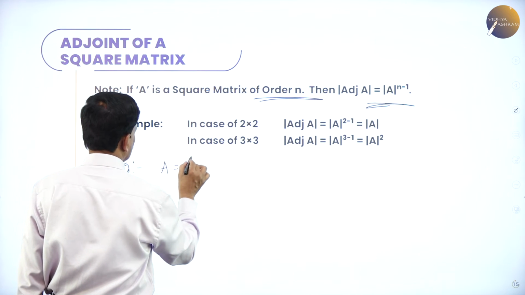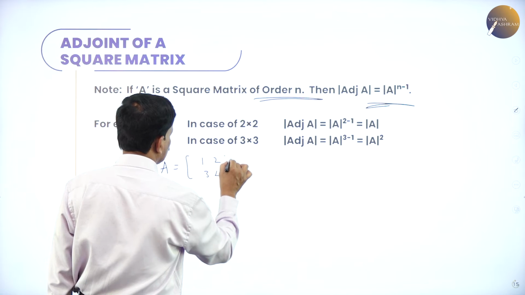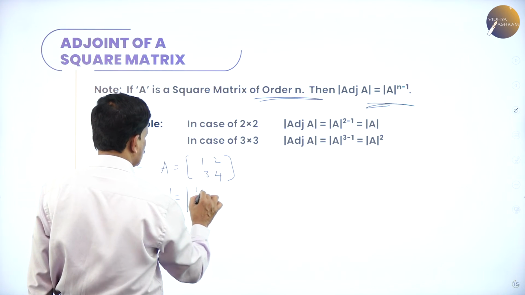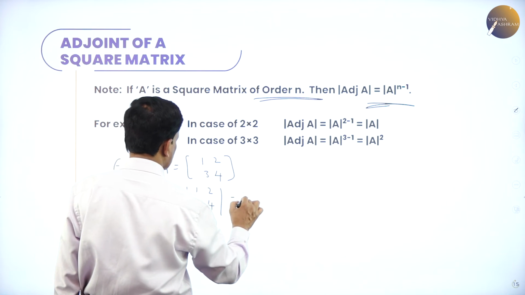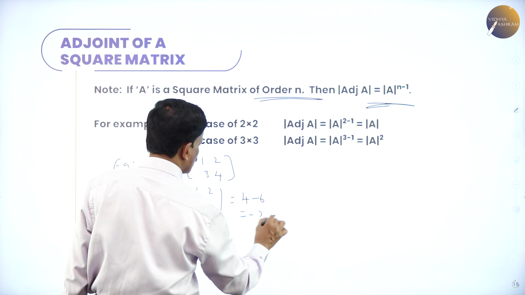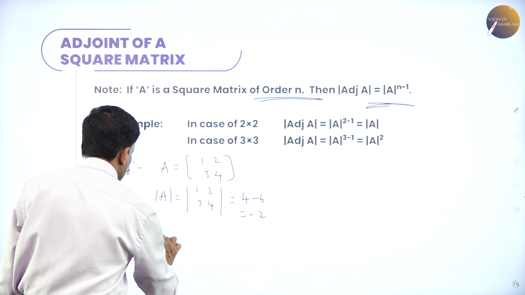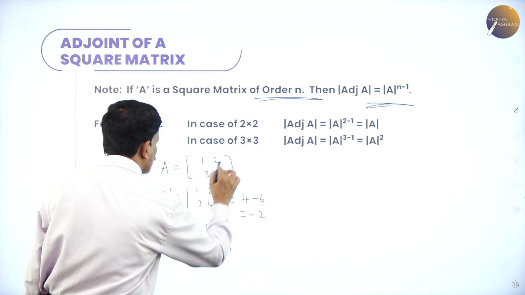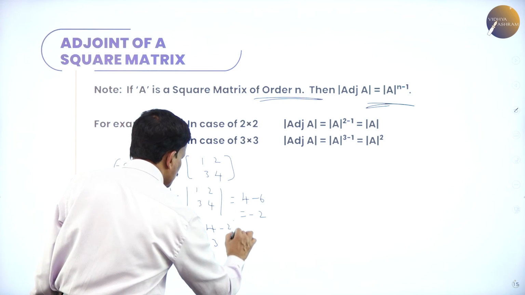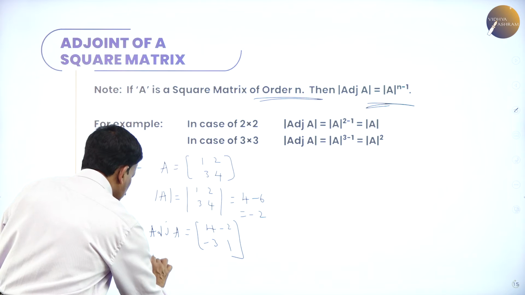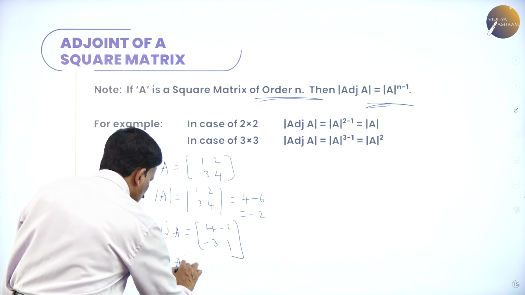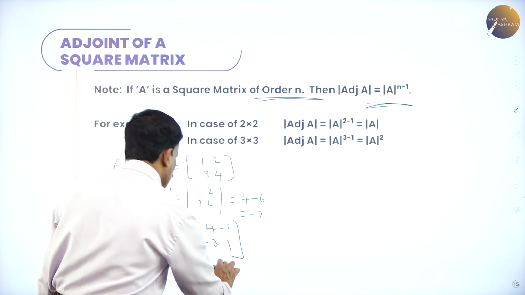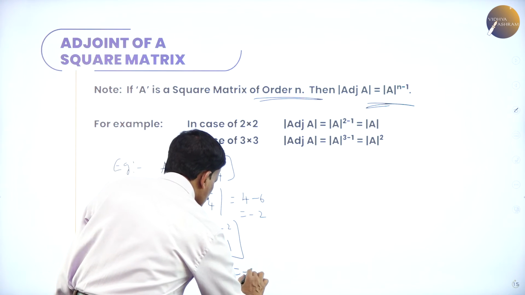If A is equal to [1, 2; 3, 4], let us find the determinant of A. Determinant of A is 4 minus 6, which is minus 2. Now, if I take the adjoint of A, what is the adjoint? Interchanging the diagonals, 4 and 1, and changing signs, minus 2 and minus 3. If I take the determinant of the adjoint, it is 4 ones are 4, minus into minus is plus, that is 4 minus 6, equal to minus 2.